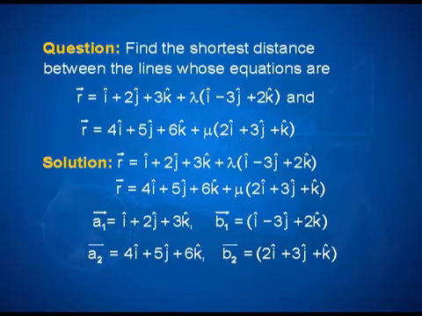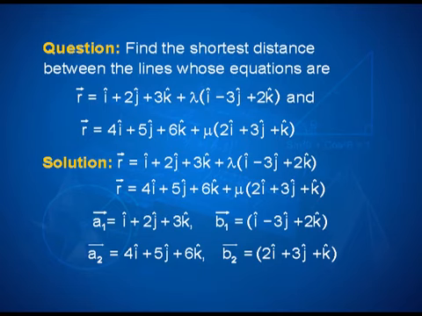So, if I relate these two equations with the general form that we had, then I know that the vectors A1 and A2 are the coordinates of the points that are lying on the lines. In this case, the vector A1 is i cap plus 2j cap plus 3k cap. Vector B1 is the vector which defines the direction, so that is the vector in the equation which is multiplied with lambda, that is i cap minus 3j cap plus 2k cap. Similarly, we know vector A2 and vector B2.